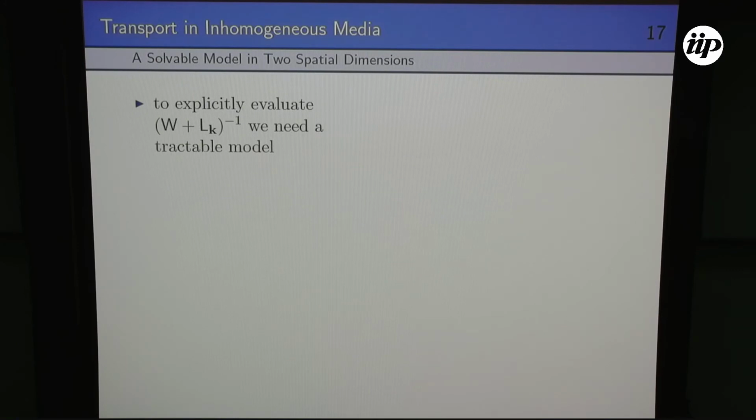All right. So now to evaluate this object, we need a tractable model of kinetic theory. Notice that, so what is this L sub k? Well, it's essentially just the velocity, so the p derivative of the dispersion relation, dotted into k, the wave number. So this breaks rotational invariance, and we'll essentially need to couple an infinite number of angular harmonics together to compute this inverse. So we're really looking for a very, very crude model where this might actually be tractable.